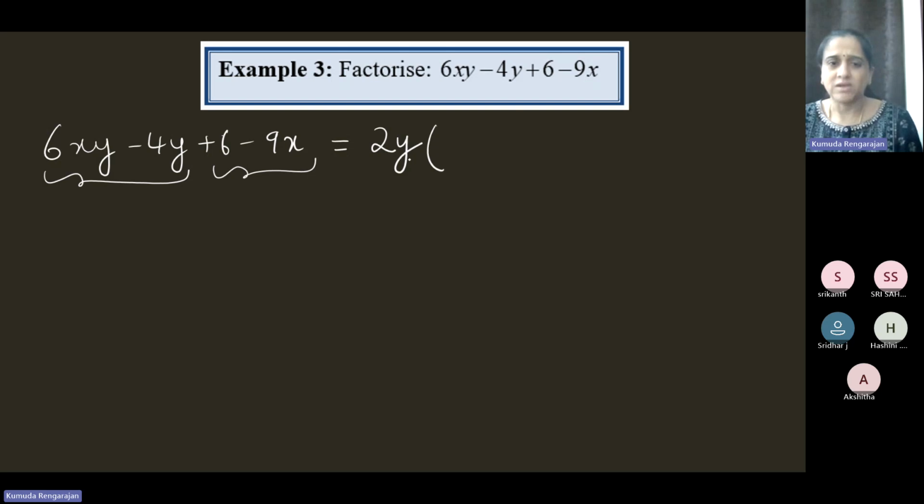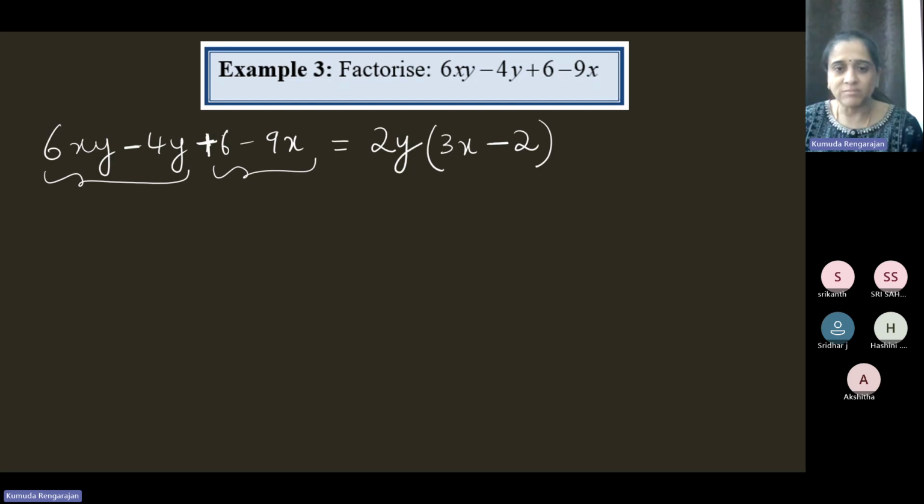Open a bracket. Same thing. 2y into what will give you 6xy? 3x. This minus sign, 2y into what will give you 4y? Just 2. Because 2y into 2 is 4. 2y into minus 2 is minus 4y. Finished. Close brackets. Correct.